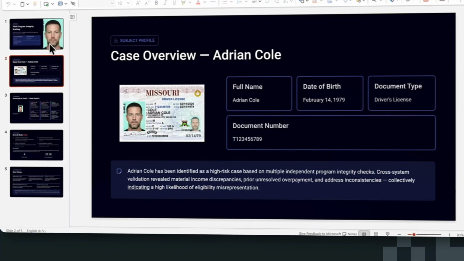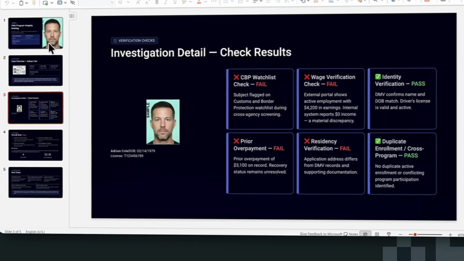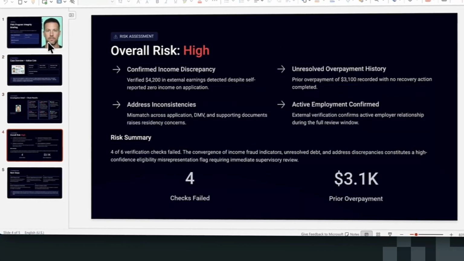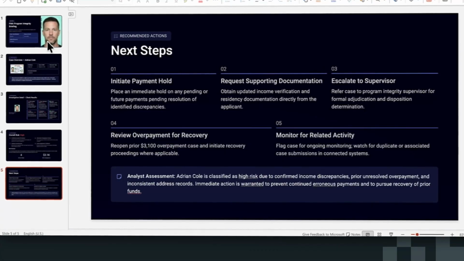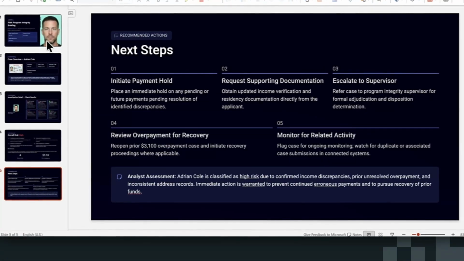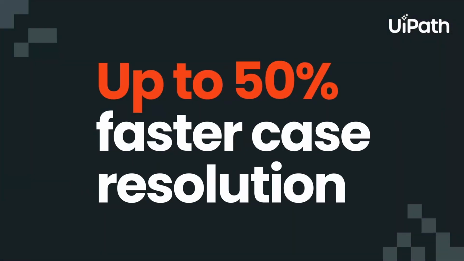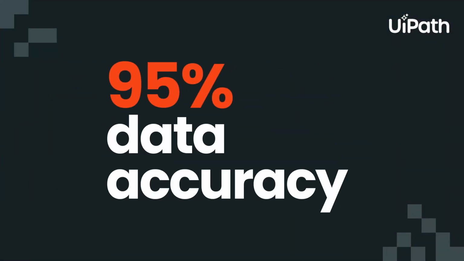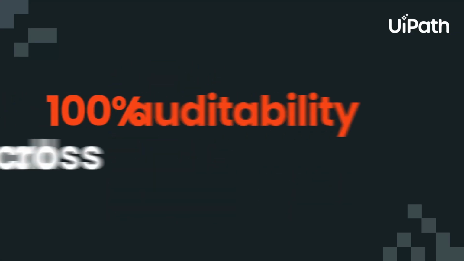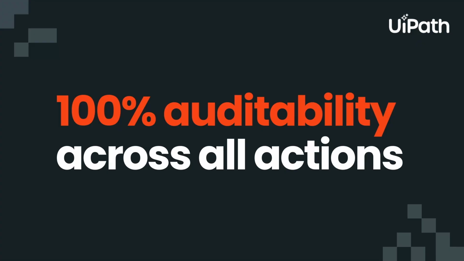Leadership has immediate access to the exact information needed to make fast, informed, and defensible decisions while eliminating duplicate data entry and reducing repetitive admin workload by up to 70%. The result is up to 50% faster case resolution, 95% data accuracy through automated validation and cross-referencing, and 100% auditability across all actions taken by agents and caseworkers alike.